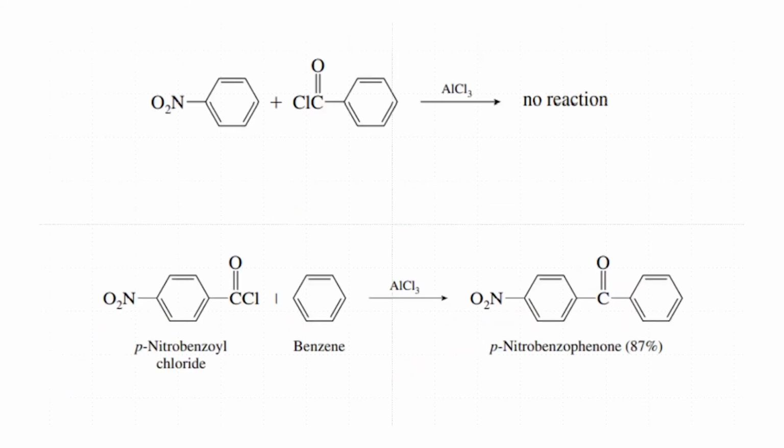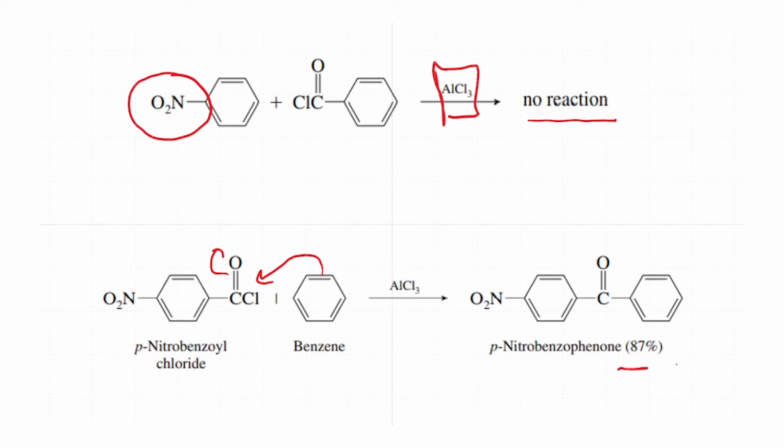Now, when we react nitrobenzene with benzoyl chloride, nitro is a very strong electron withdrawing group, and therefore Friedel-Crafts acylation reactions do not occur under these conditions. So therefore, there is no reaction that happens. Whereas in the other scenario, where we start with 4-nitrobenzoyl chloride and react it with benzene, the reacting group is actually benzene over here, and therefore this reaction occurs without difficulty, and the yield of 4-nitrobenzophenone is 87%.